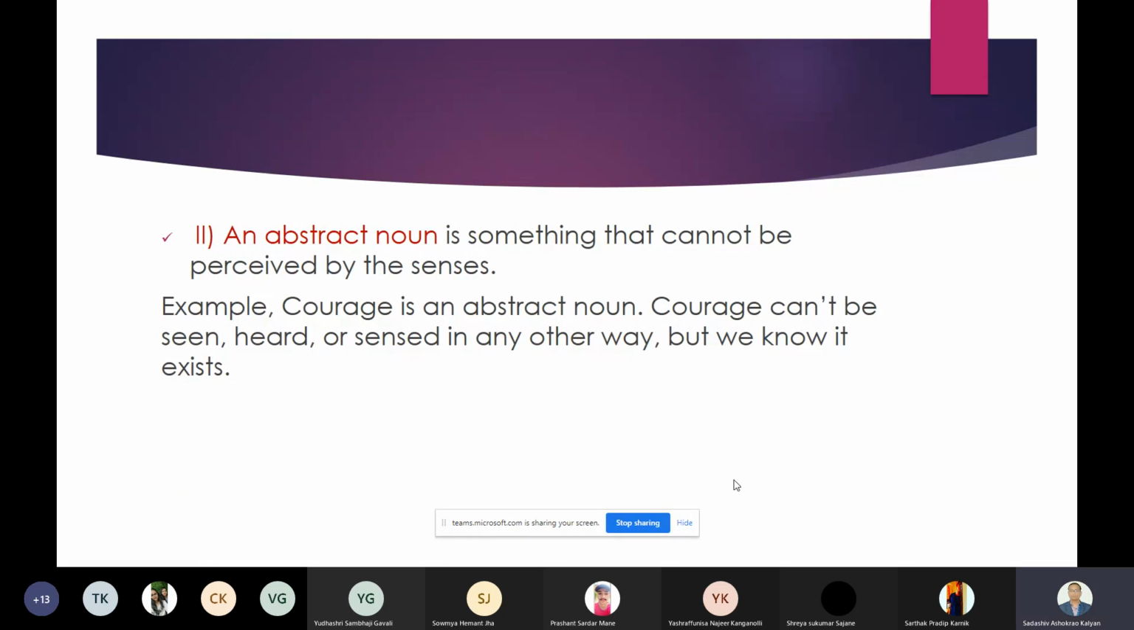Then as I said earlier, an abstract noun is one that cannot be perceived by our senses. Here we are not able to see fear, we are not able to see our confidence, whatever kind of confidence we have. So this is one kind of abstract noun. Here we also have courage. Courage is considered an abstract noun. We are not able to experience courage, we are not able to see that courage. So that's why it is called an abstract noun.